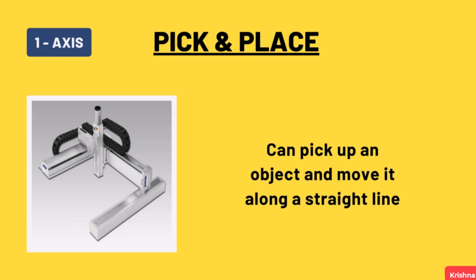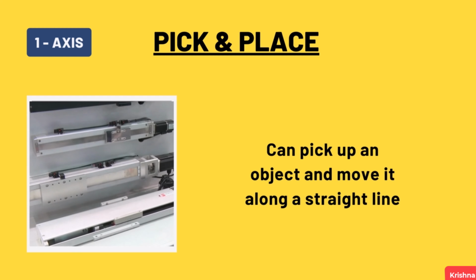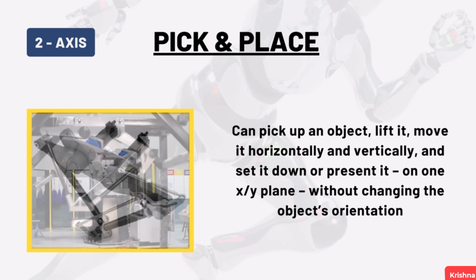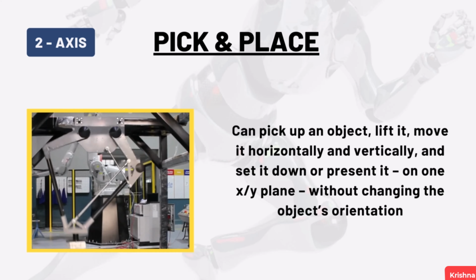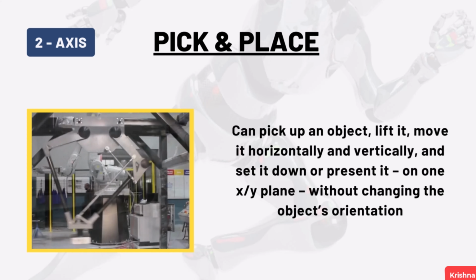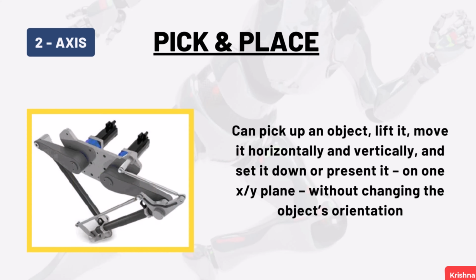Now let's understand some of the common pick-and-place robots. First is a one-axis robot. It can pick up an object and move it along a straight line. The two-axis robot can pick up an object, lift it, move it horizontally and vertically, and set it down or present it on the XY plane without changing the object's orientation.